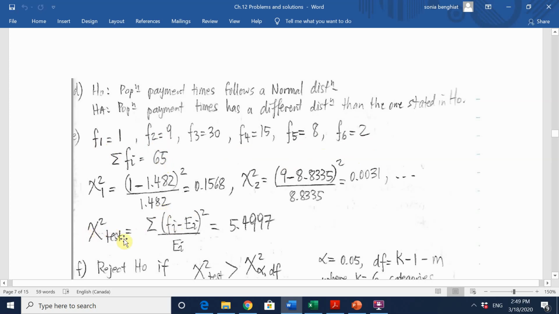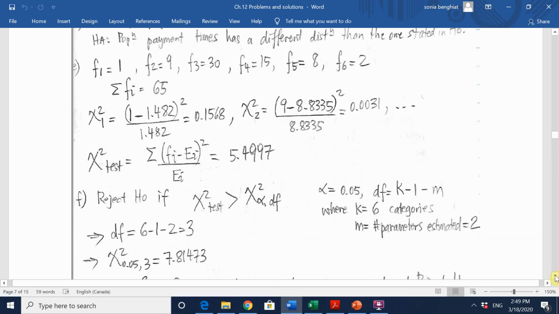And so from here, I can apply the chi-square test statistic formula. And this is the actual test statistic value that I get, 5.4997. Here we are. Then if I apply the critical value rule, then I see here that I will reject the null hypothesis if and only if my test statistic chi-square is greater than my critical chi-square. Remember, critical chi-square is determined by your level of significance alpha and as well by your degrees of freedom. So notice here that degrees of freedom is a little bit different than in the previous example. Here, the degrees of freedom will be equal to the number of categories used in my null hypothesis, minus 1, but minus m as well.